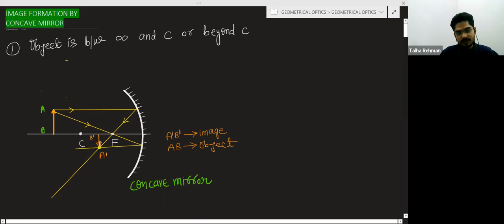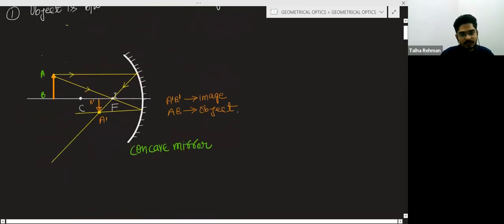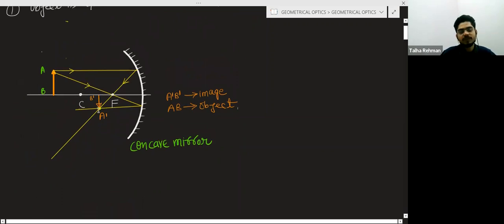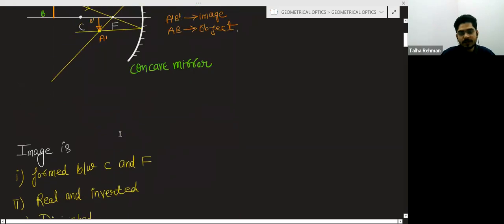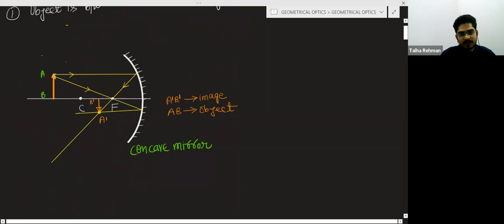And see, this image is inverted also. The direction of the object is like this, so the image is like this. So for the image you can write: image is formed between the center of curvature and focus. Now you can see this is the focus and this is the center of curvature. Real and inverted, and diminished, so you can see the size of the object is greater than the size of the image.